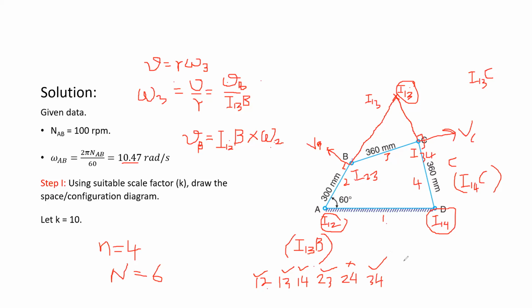Okay, so you know Kennedy's theorem. What it says is that if you consider any 3 links, the ICRs of all these 3 links will lie on a straight line. All 3 ICRs will lie on a straight line. So if we want to locate ICR 2, 4, it is quite sure that out of those 3 links, 2 links are 2 and 4. We can select any other link.